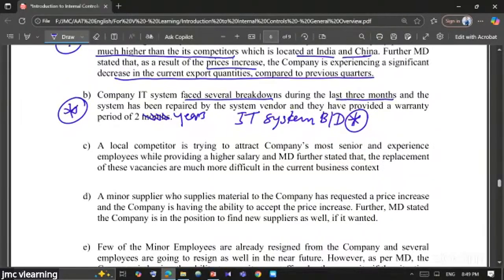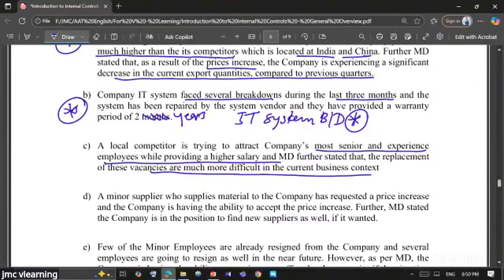A local competitor is trying to attract the company's most senior and experienced employees by providing a higher salary. And the MD further stated that the replacement of these vacancies is much more difficult in the current business context. So the local competitor is planning to attract the senior and experienced employees while providing a higher salary.